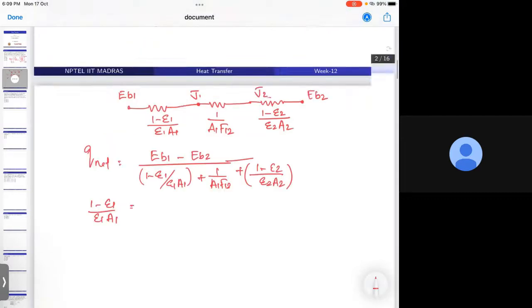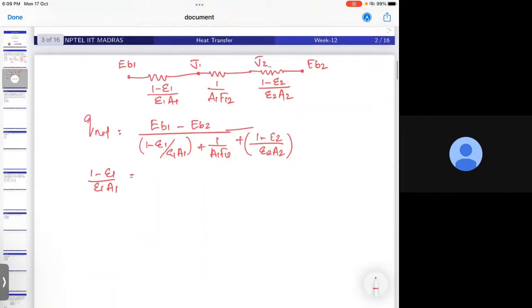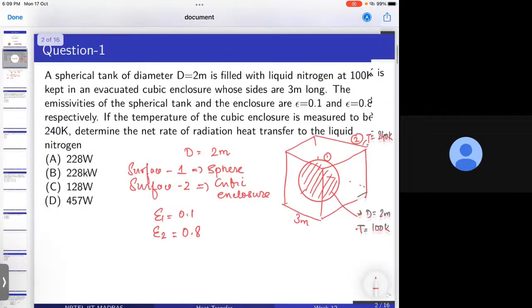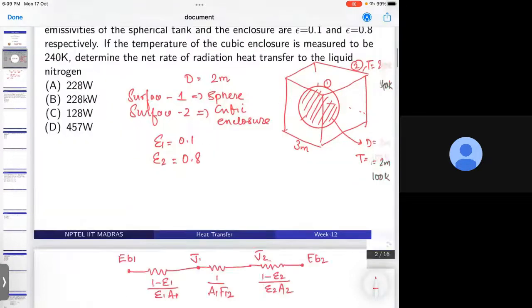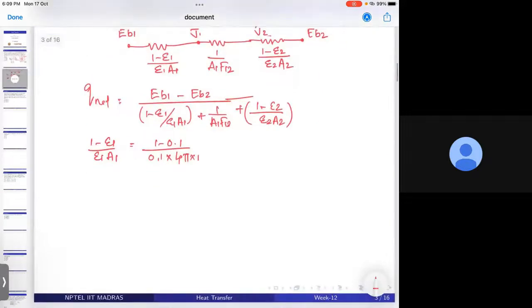We will evaluate each term, starting with 1 minus epsilon 1 by epsilon 1 A1. Epsilon 1 is given as 0.1, so it is 1 minus 0.1 divided by 0.1 into A1, where A1 is 4 pi r square. The diameter is 2 meters, so the radius is 1 meter, so 1 square. This will come out to be around 0.716. And the next is 1 by A1 F12.